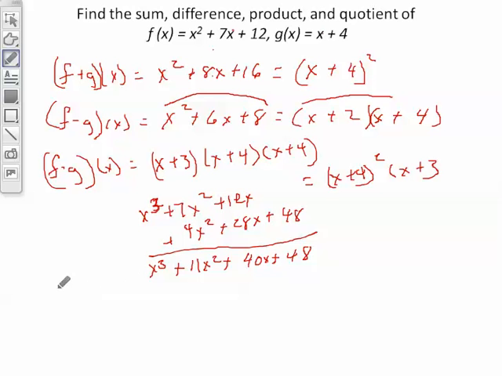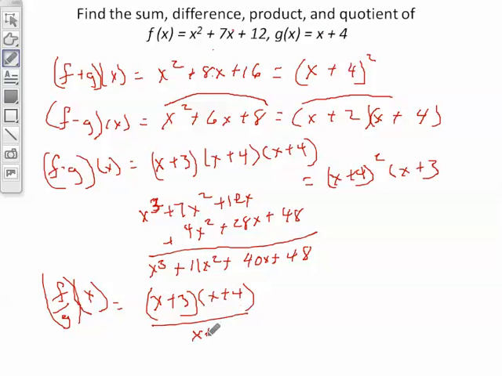Last one. F divided by g of x is going to be equal to, I'm going to use this factored form here because that's going to be x plus 3 times x plus 4 divided by x plus 4. These are going to cancel each other out, and my answer is going to be x plus 3.